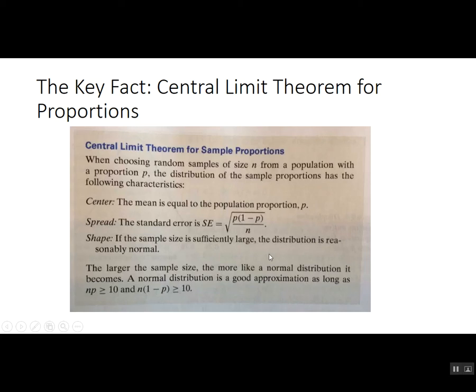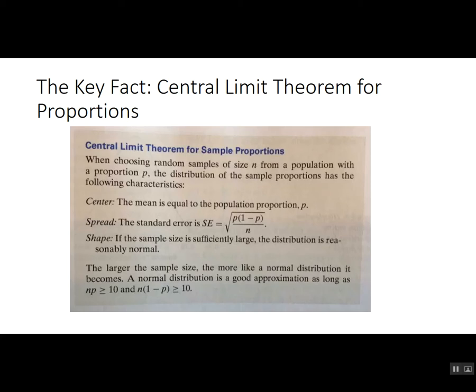A key fact of life for sections 6.1 through 6.3 is the central limit theorem. It says that if a population has proportion p, then the collection of all possible sample proportions for a fixed sample size n is centered at the actual population proportion p. So if you look at all the possible p hats and do a histogram of them, it would be centered. They would have mean p, the actual population proportion.